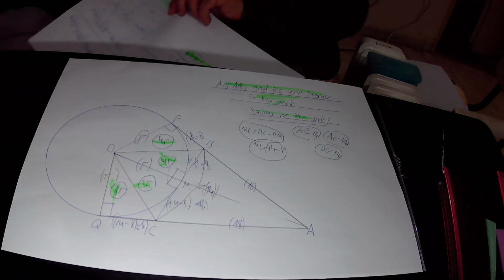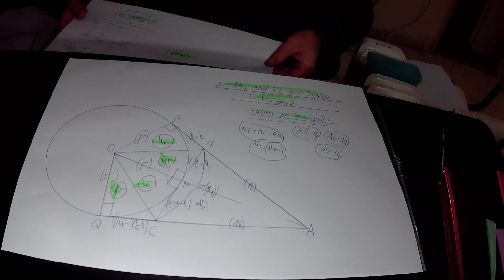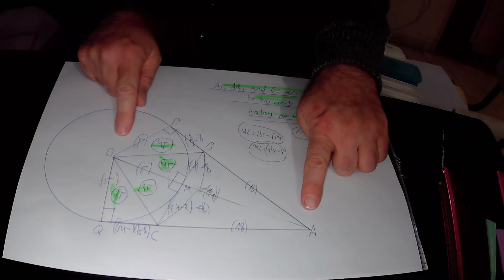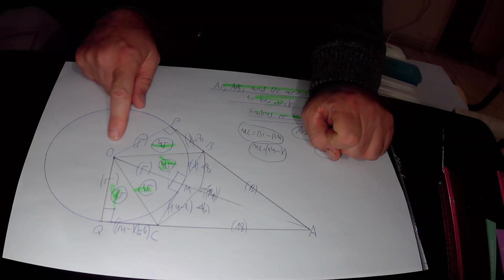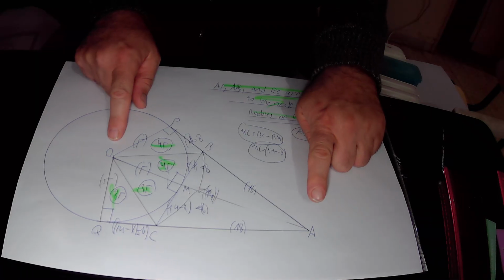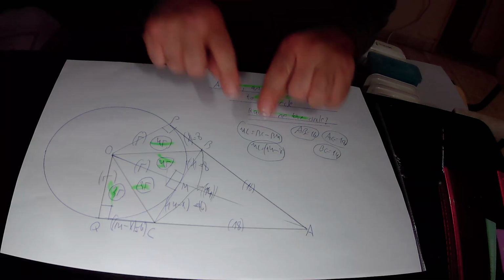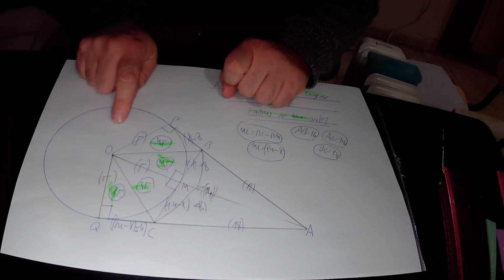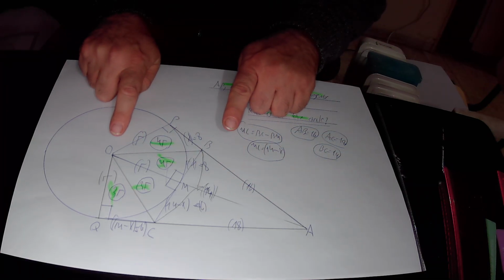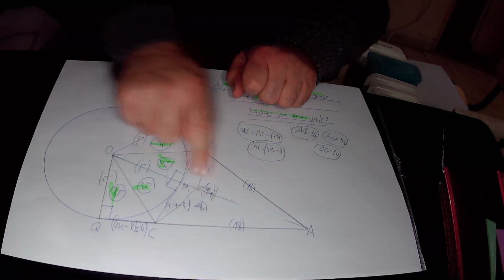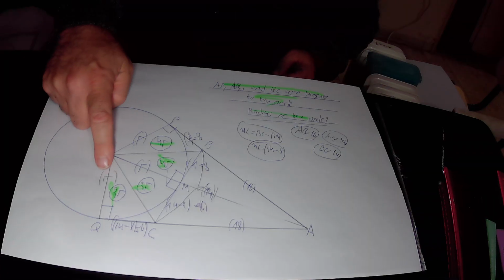So, in the next step, we joined points A and O together by a straight line. Again, we join the center of this circle, point O, with point A. By joining points O and A, we can form those two right angles, the right triangle OPA and the right triangle OQA.